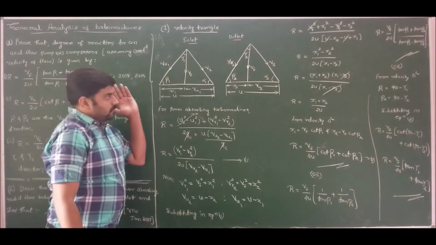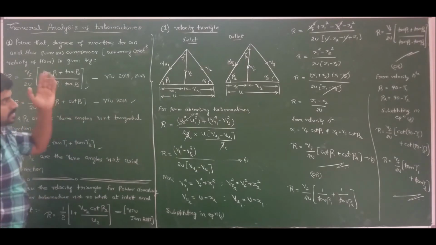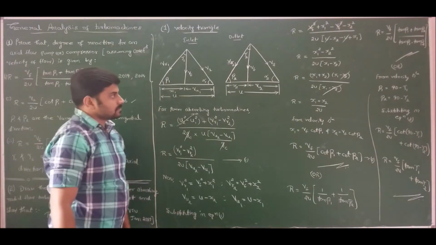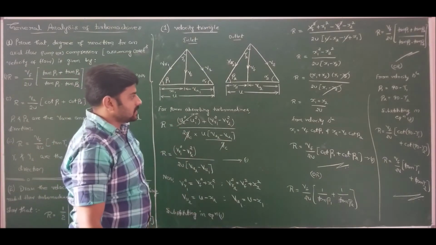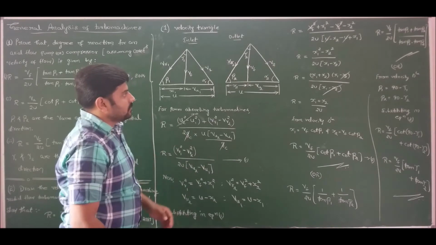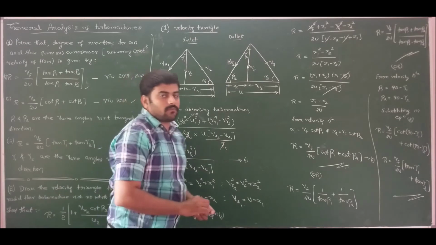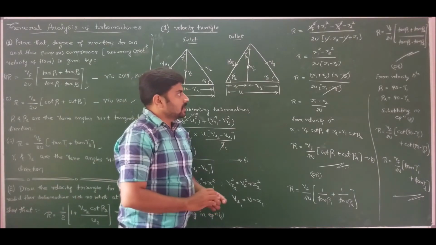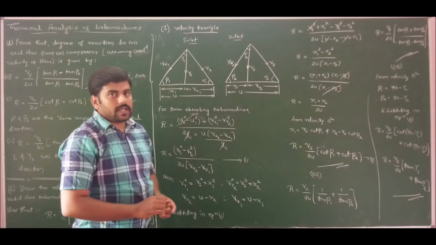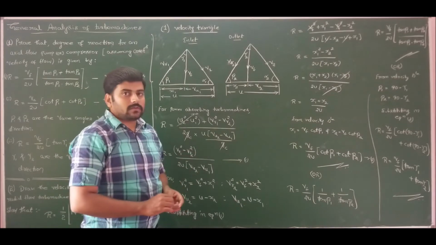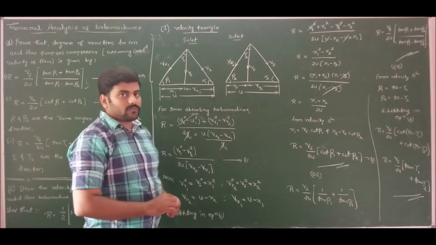Whatever form you might be asked, the procedure remains the same with minor alterations. So this is the solution for the first proof, in which we have derived the degree of reaction for an axial flow pump or compressor. Let me pause this video for a while so that you can copy it down. Later we will solve the second proof of this lecture.